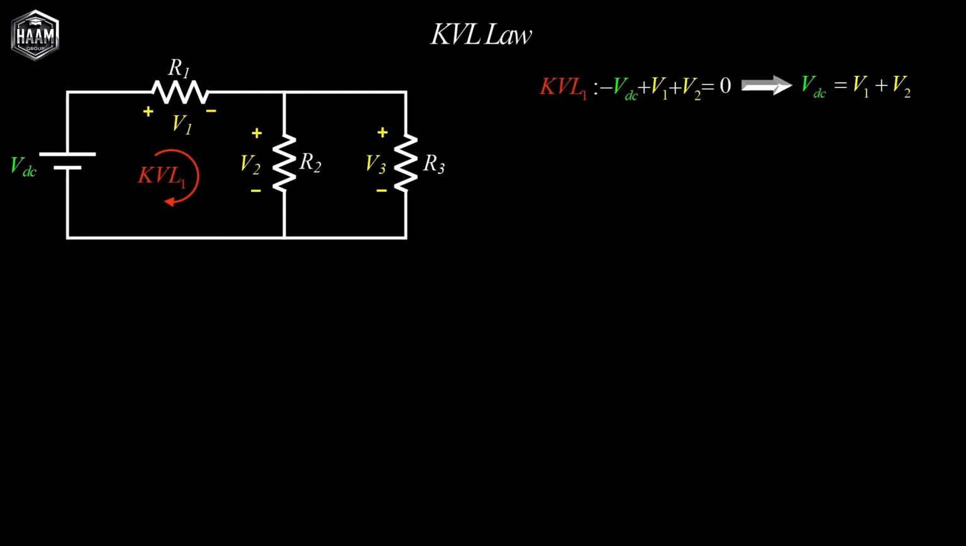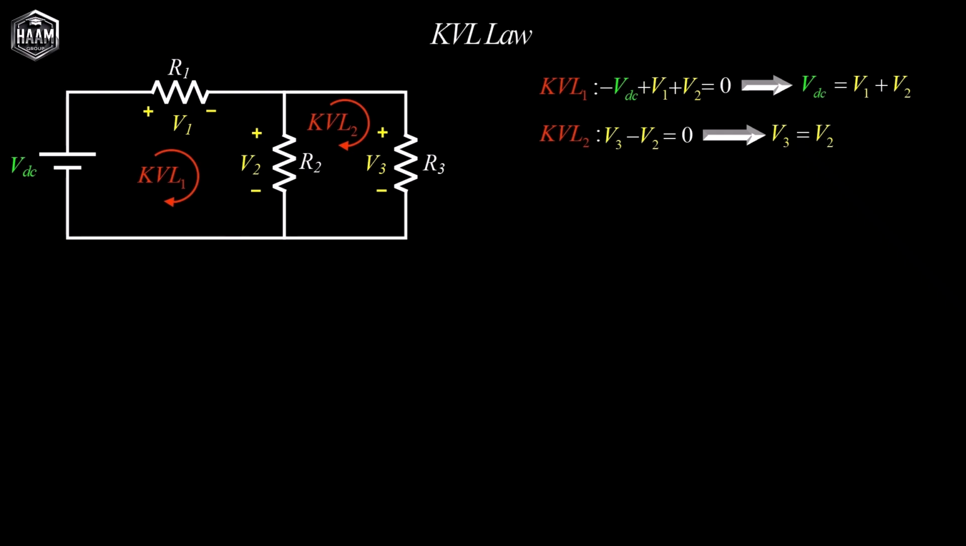Now consider the second mesh, the other internal loop. Applying KVL here as well, moving clockwise. When we reach R3, we first encounter its positive polarity, so we write plus V3. Continuing clockwise to R2, we encounter its negative polarity, so we write minus V2. Setting this equal to 0 and rearranging, we have V3 equals V2.